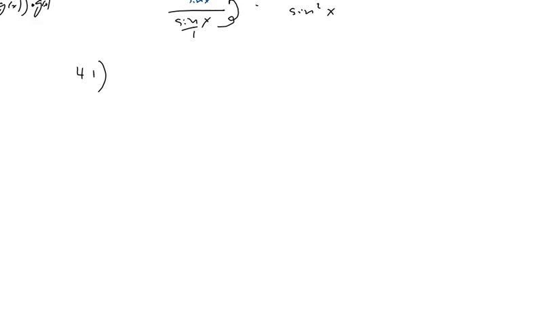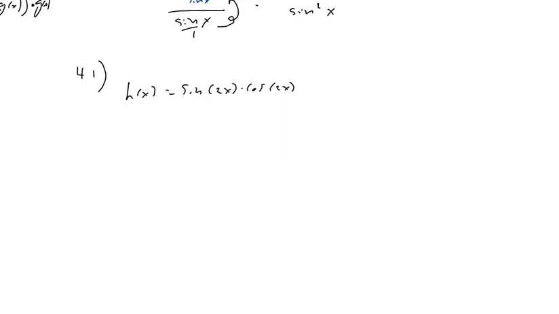Speaking of sine and cosine, 41, we have sine 2x, cosine 2x. h of x is the sine of 2x times the cosine of 2x. So what rule am I going to use here? Obviously the chain rule, but also importantly the product rule. Sine times cosine.